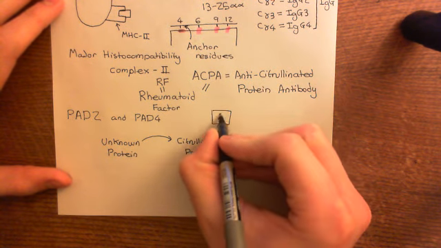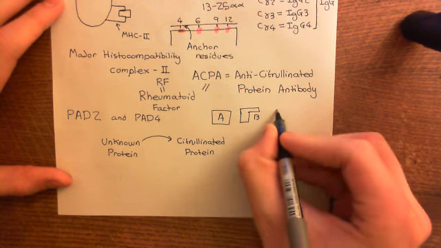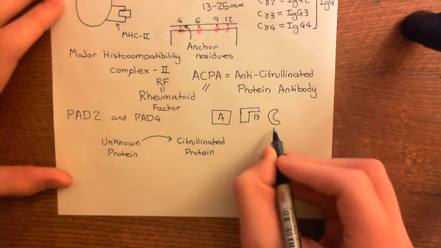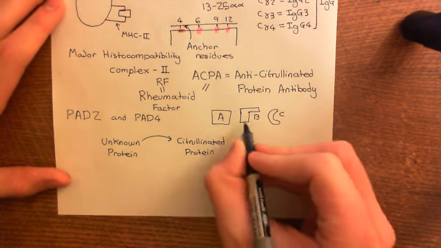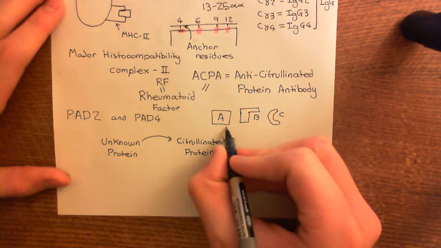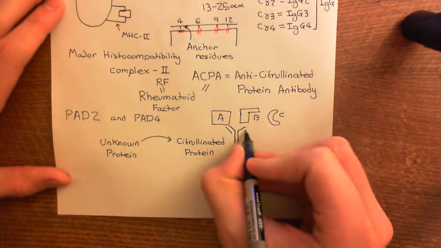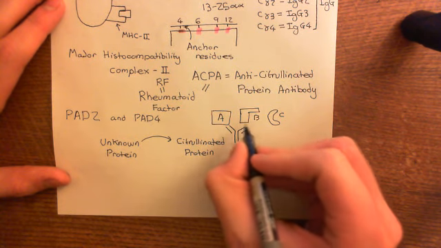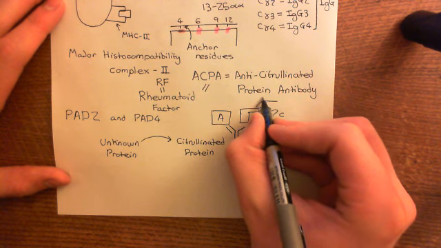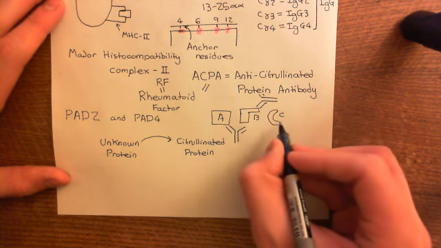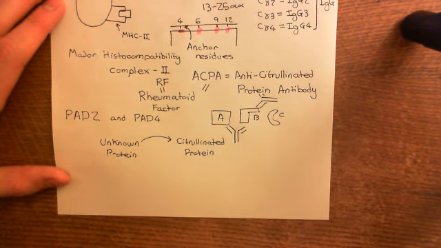So there are many different citrullinated proteins. So let's say this is a citrullinated protein, protein A. Let's say this is a citrullinated protein, protein B. Let's say this is a citrullinated protein, protein C. Basically you're producing different antibodies which are binding to them. So you lose your tolerance to citrullinated proteins, and you start producing different antibodies that are against these different citrullinated proteins. These antibodies are collectively called anti-citrullinated protein antibodies.